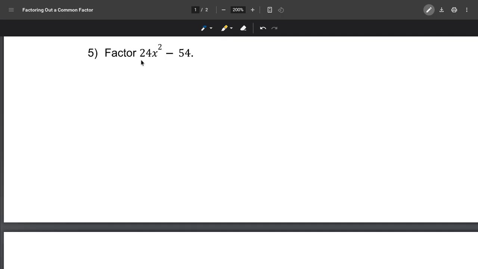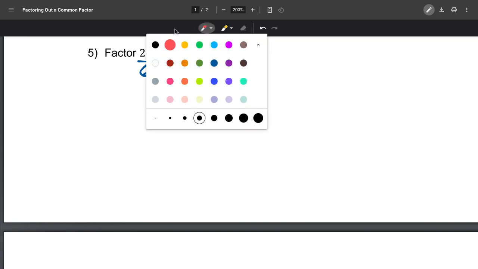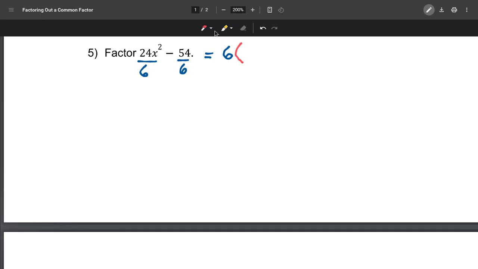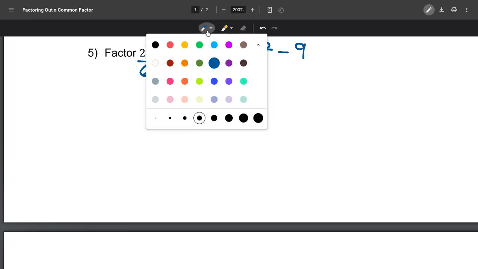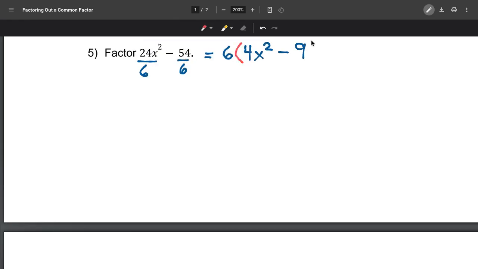Well, an interesting thing happens here: both terms are factorable by 6. So if you factor out a 6 here, then we can rewrite this as 6 times, in parentheses here, 4x squared minus 9. Okay, and this fits the difference of squares pattern.